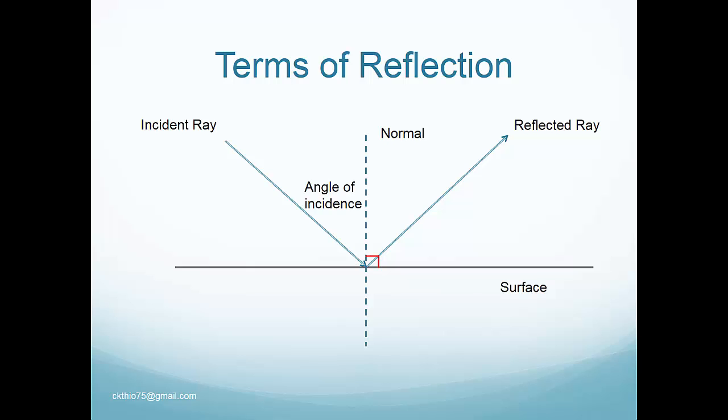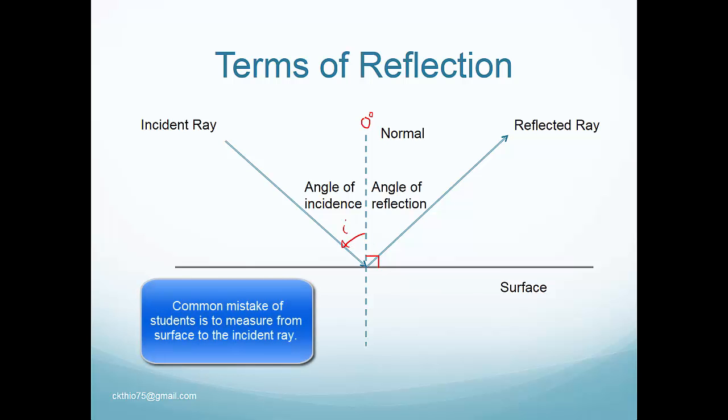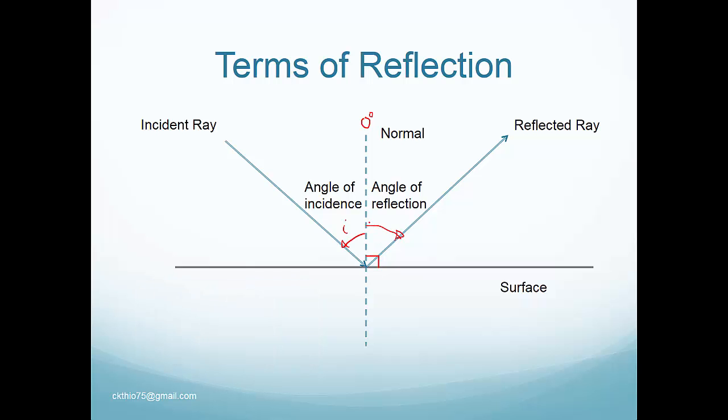Then this is known as the angle of incidence. The angle of incidence is measured from the normal line. We treat the normal line as 0 degrees, and the angle of incidence, i, is this particular angle from the normal to the incident ray. Likewise, the angle of reflection is measured from the normal. You start from the normal at 0 and you measure this. So this is the angle of reflection, r.